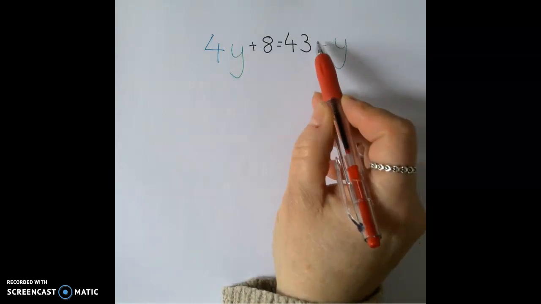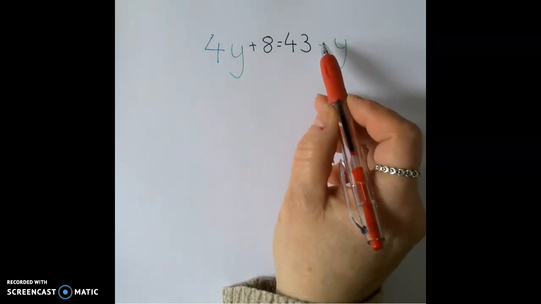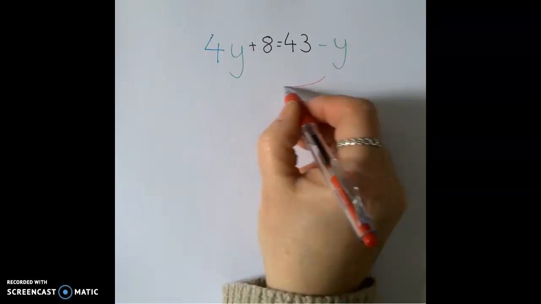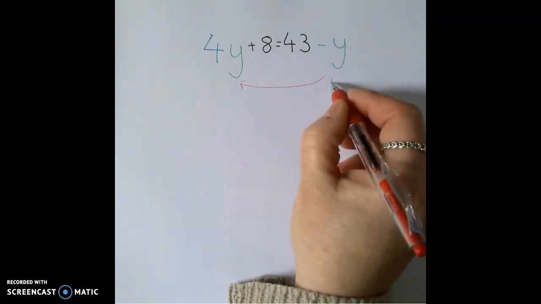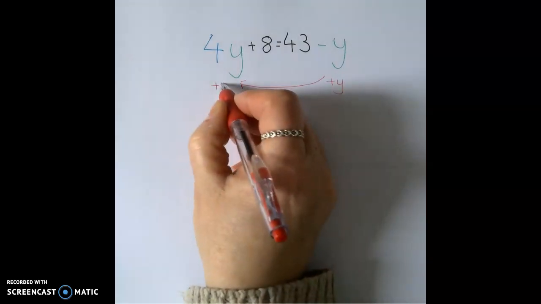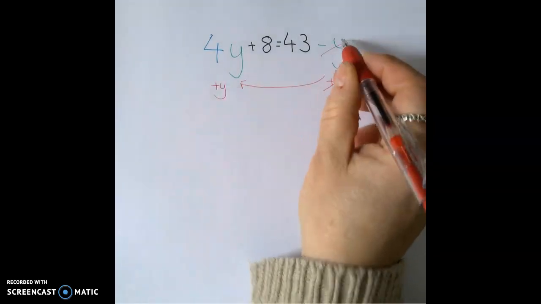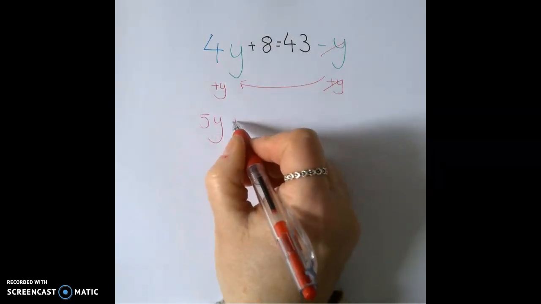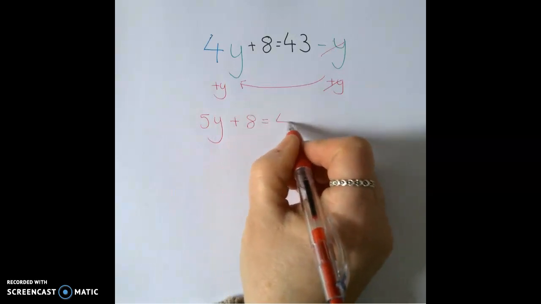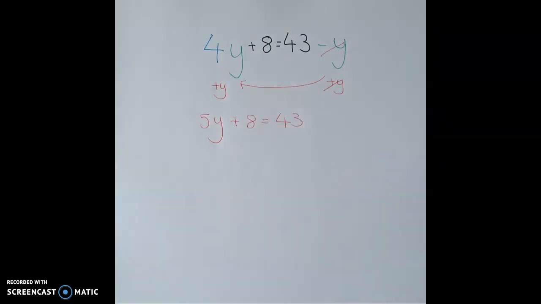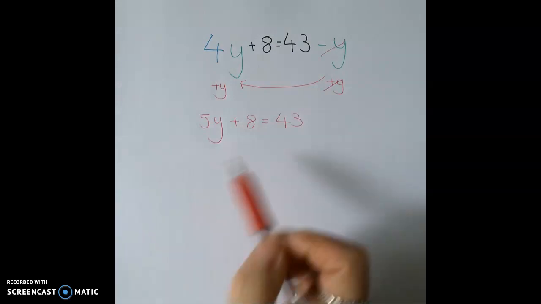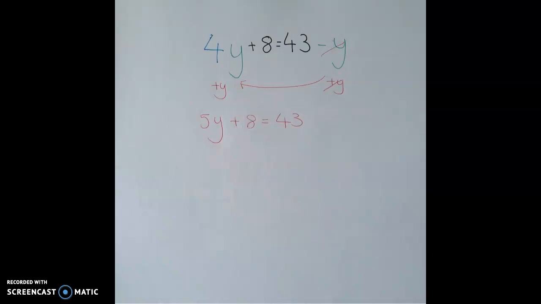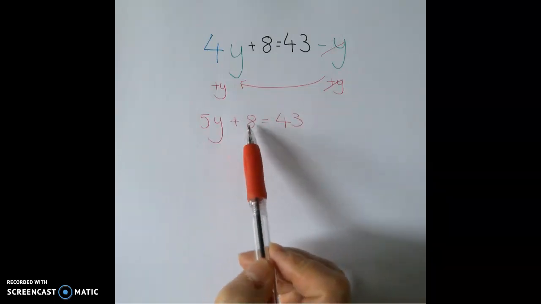Now this is a negative y, so the inverse of minusing or subtracting is adding. So to move this across, I need to add y to both sides. So this will cancel out, and this now becomes 5y. And I'm left with add 8 equals 43. Okay, but we're not finished there. We need to move the number now, and we need to move the number across to the right-hand side. So we can see this is a positive 8.